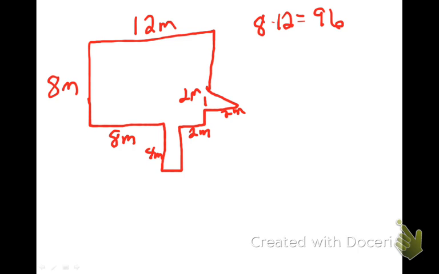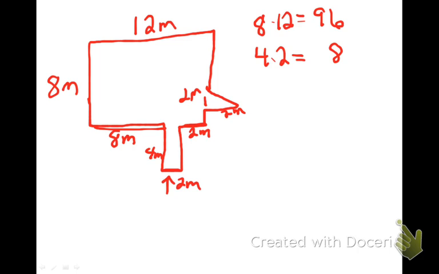Let's look at the little rectangle. The first thing we've got to figure out is how wide this is. We know it's 4, but how wide is this? Think about that a minute and see if you can figure that out. We know the whole length of the rectangle is 12, so all the way across is 12. We already have an 8 here and a 2 here, so this would be the leftover, which means this must be 2 meters. So it would be 4 by 2, which would be 8.